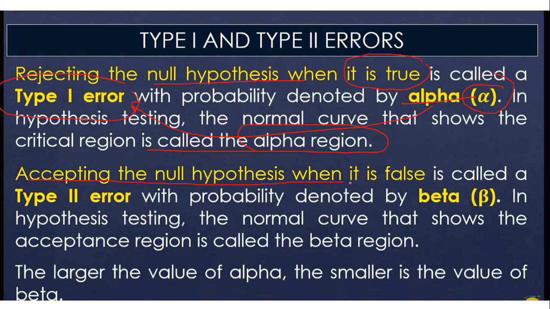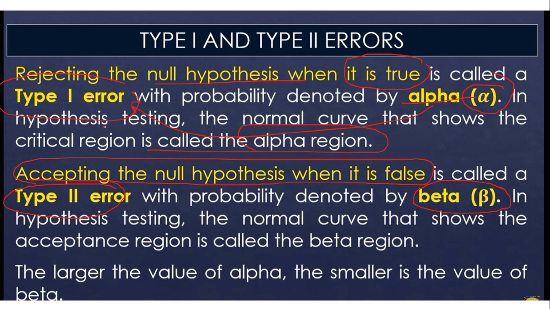Accepting the null hypothesis when it is false. Okay? Again, accepting the null hypothesis kahit alam mong mali. That is type 2 error or beta. Ulitin natin. Type 1 error, rejecting the null when it is true. Error ka doon. Okay? Maya explain natin yan.